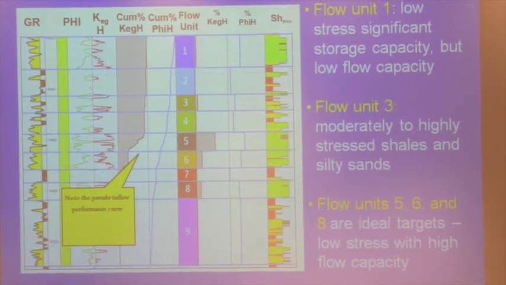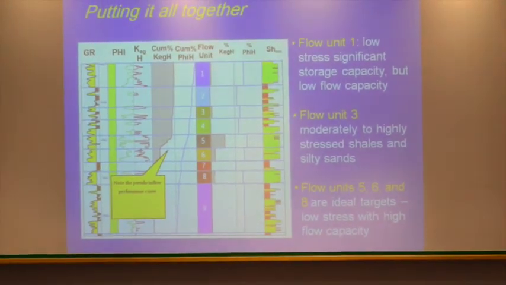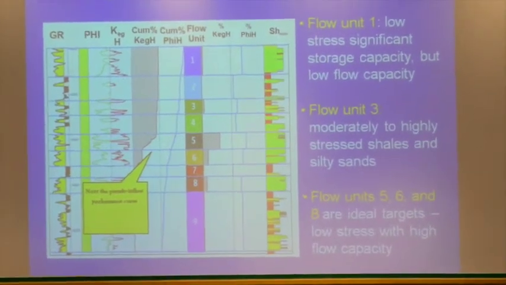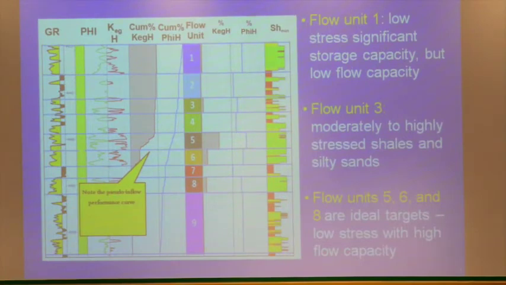So if we put it all together, we can end up with a simple profile like this. We can talk about, in terms of flow units, flow unit 1, you can see it's got a low stress. The green is low in terms of SH min on the far right. It's got significant storage capacity. You see that in the percent PHIH, but there's absolutely minimal percent KGH in there, or flow capacity. Right now on the logs, you're going to see porosity and gas saturation. It's going to look like a pretty good reservoir, but there's very little permeability in that reservoir.